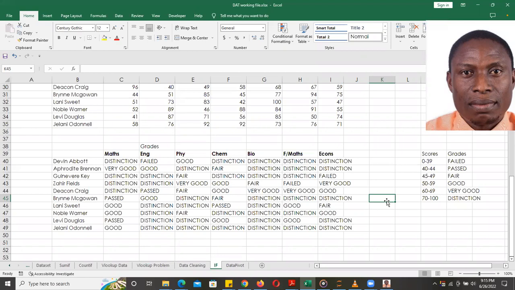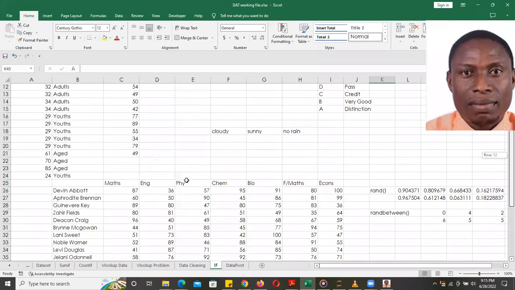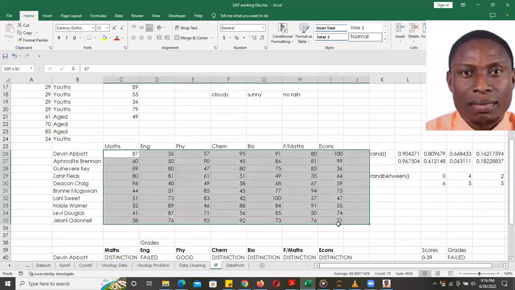No. After you used your function, the run between function, after you use run between functions to generate all these numbers, you now highlight all of them. You copy them. When you copy, you now paste ordinary values on it. Did you get it? All right.